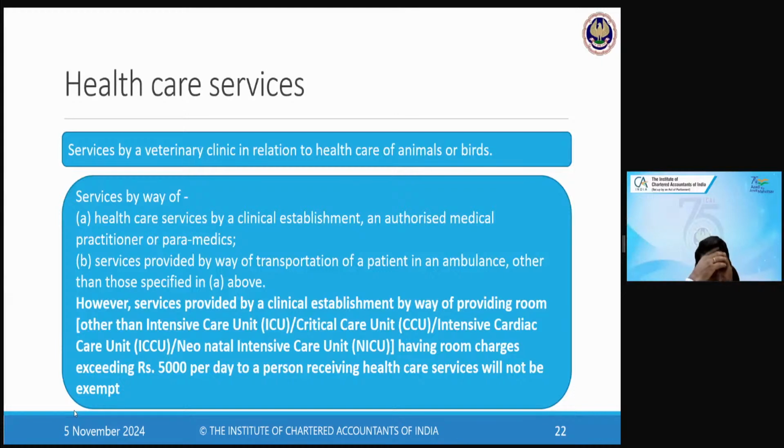So if you are treating some patients in the ICU, CCU, ICCU, or NICU, leave that, whatever is being charged, because they know that the charges are definitely going to be high, right? So for CCU, ICU and so on, there is no limit. They can charge anything. But for room charges, if it is 5,000 rupees or above, then that will be taxable.